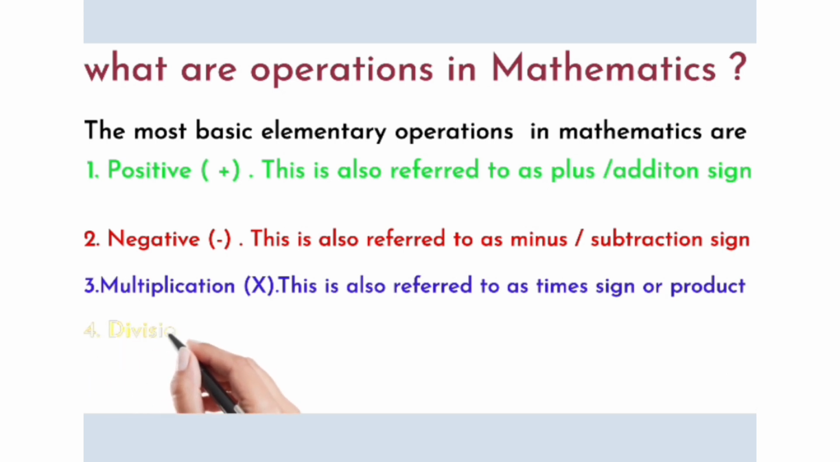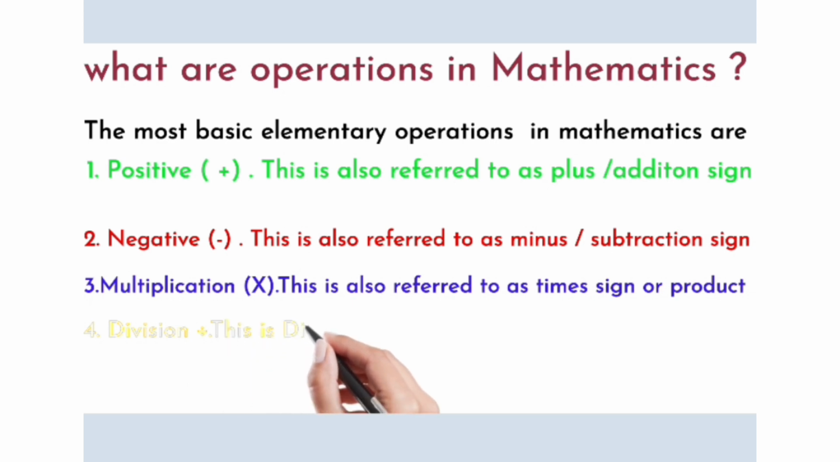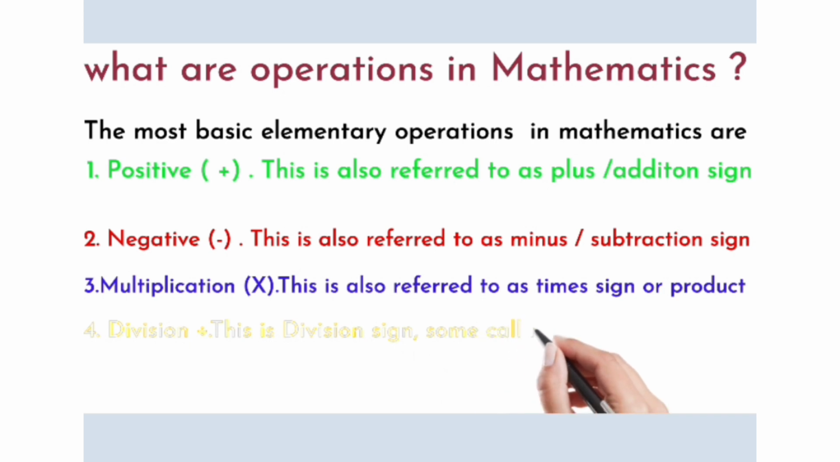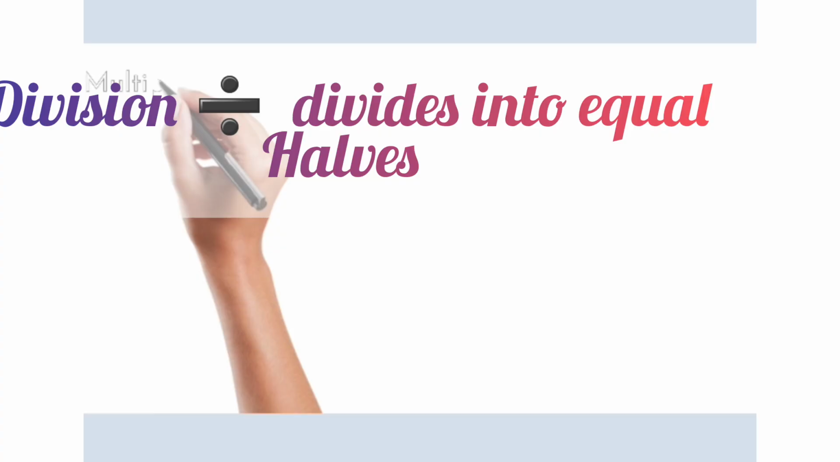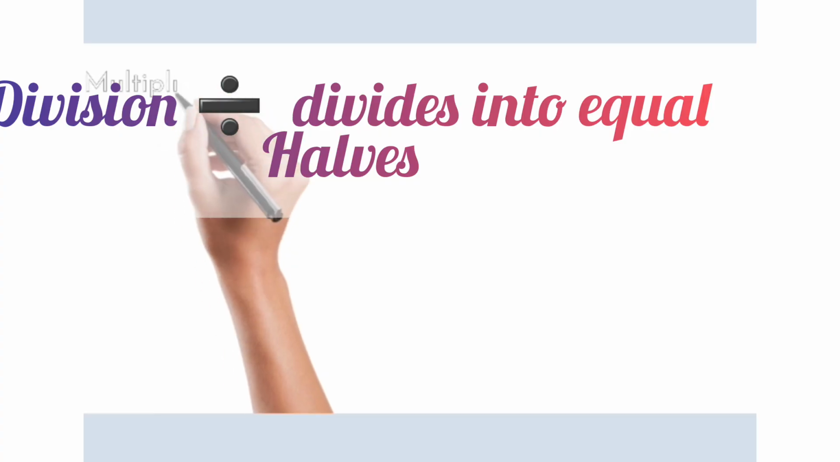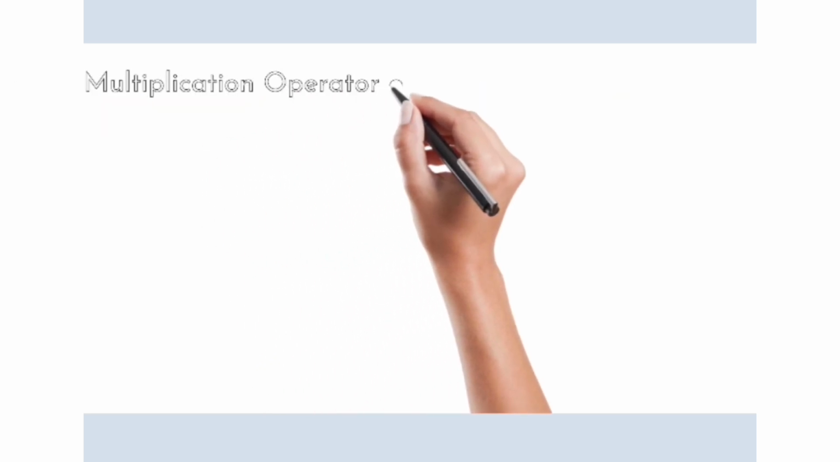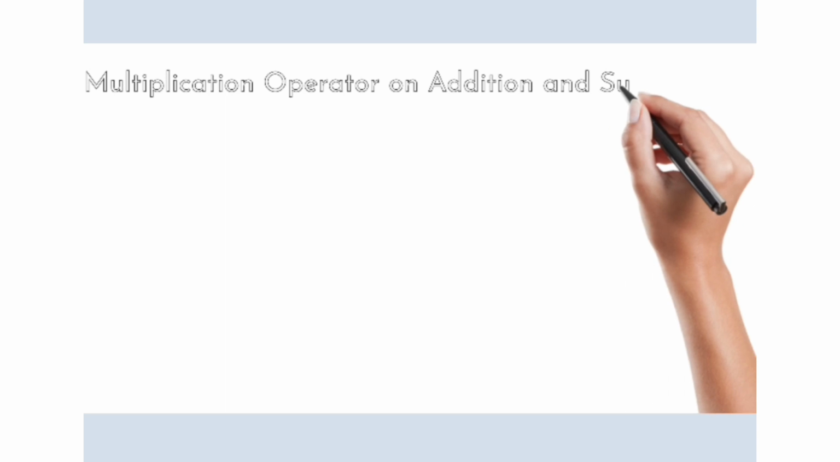Now, the last of the simplest types of operation in mathematics is division. Division is just a type of operation which you use to cut. It's called a cutting sign, where you cut something to divide things into equal halves. Yes. So let us go to multiplication operation on addition and subtraction.